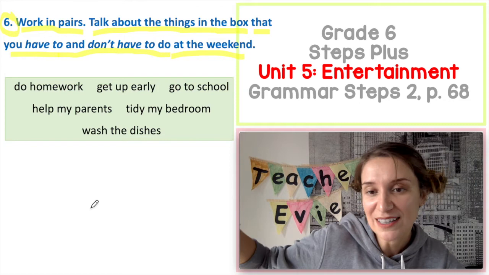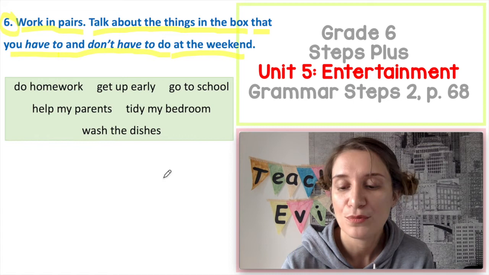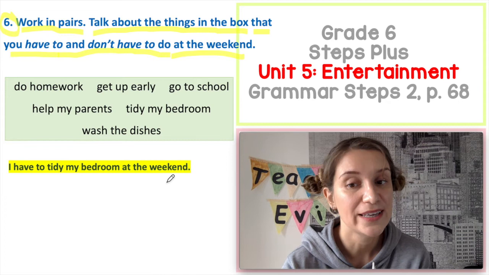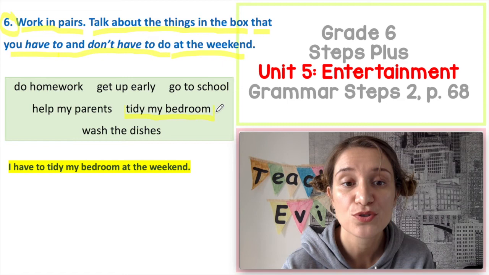Czyli patrzymy na te sformułowania w ramce i zastanawiamy się, które z nich musimy wykonywać w weekend, a których nie musimy wykonywać w weekend. Jak musimy, to mówimy I have to da da da at the weekend. Jak nie musimy, I don't have to da da da at the weekend. Prostszczyzna. Okay, so my example, mój przykład. I have to tidy my bedroom at the weekend. Ja muszę co robić? Tidy my bedroom. Posprzątać moją sypialnię w weekend.